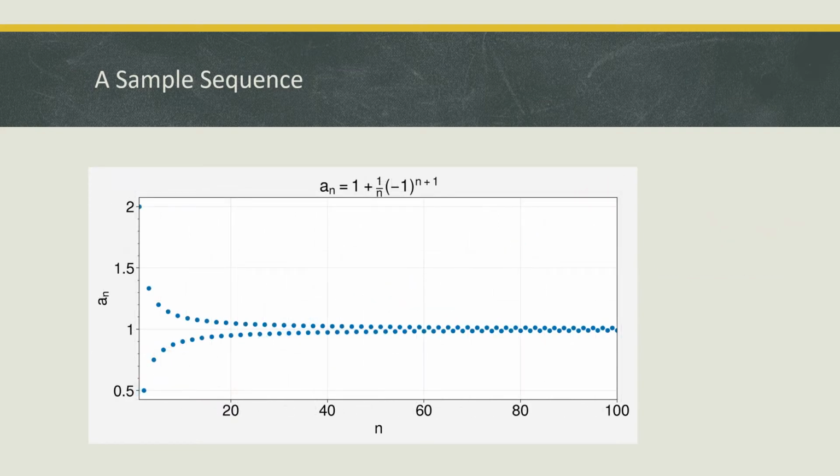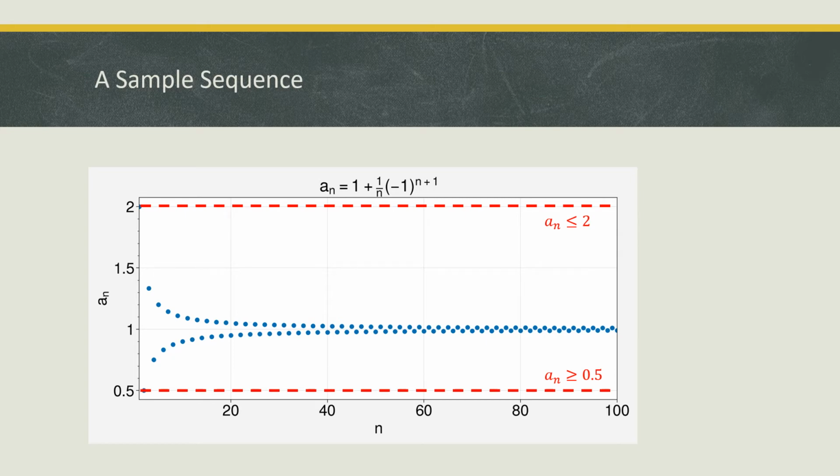We now look at this sequence. First, we notice that the terms in the sequence do not exceed 2. We say that it is bounded above. We also notice that no term goes below 0.5. We say that it is also bounded below.